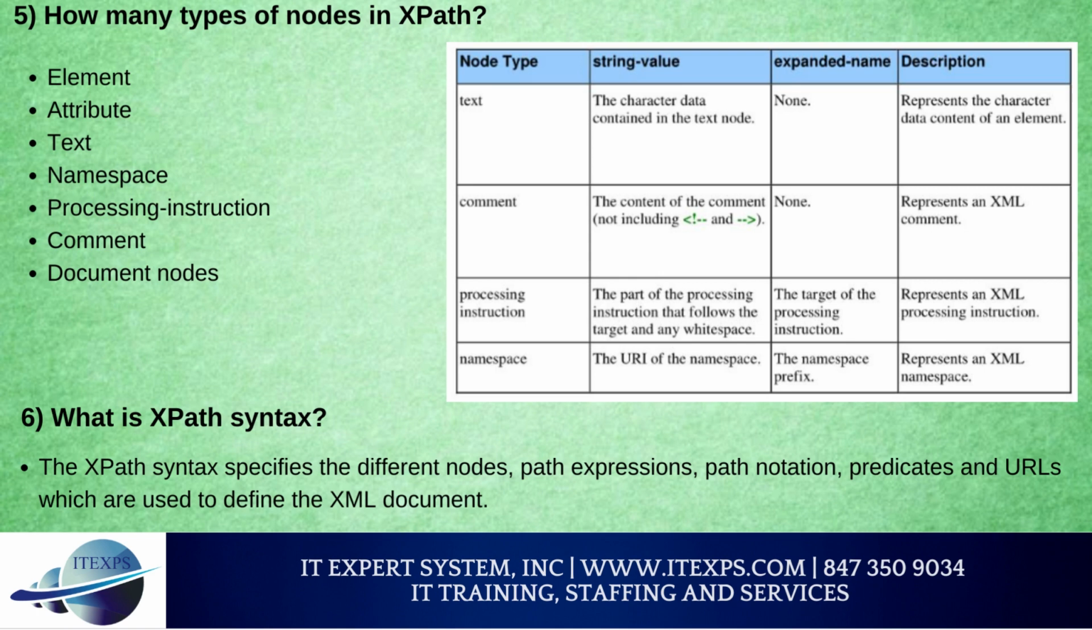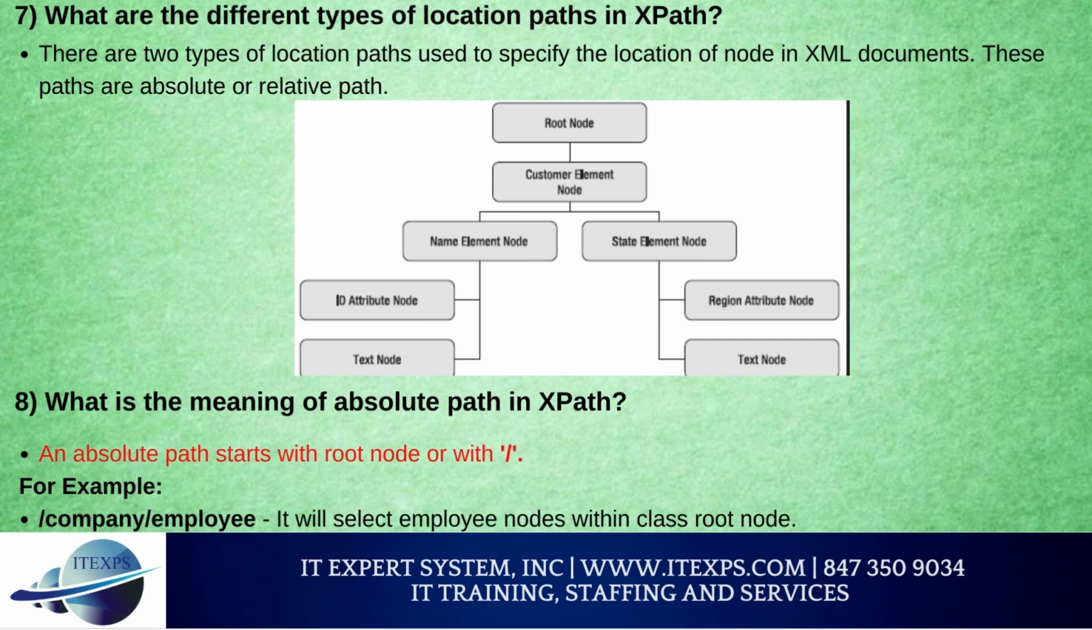What is XPath syntax? The XPath syntax specifies the different nodes' path expressions, path notation, predicates, and URLs which are used to define the XML document. What are the different types of location paths in XPath? There are 2 types of location paths used to specify the location of a node in XML documents. These paths are absolute or relative path.